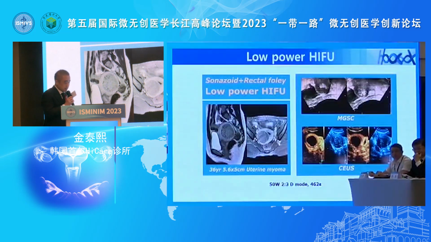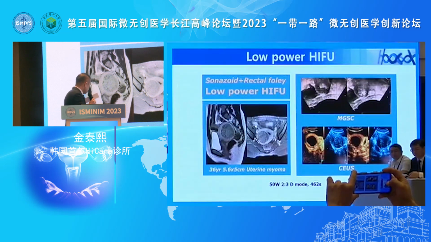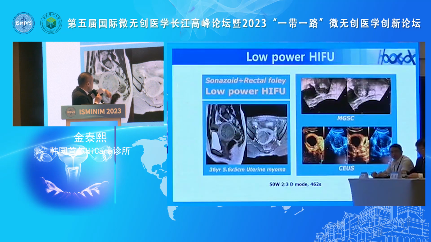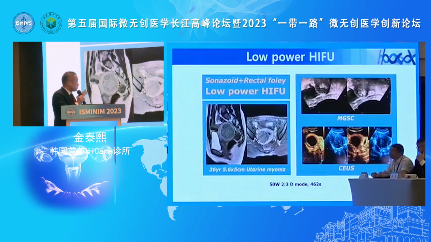I want to show one case. In this case the uterine myoma is 5.6 centimeters, which is quite an optimal and easy size. So in this case, I wanted to treat with extremely low power. See, this is the image. I put in the rectal catheter and inflated the balloon, and these three balloons fix the myoma position. And so I could easily push away the bowel.